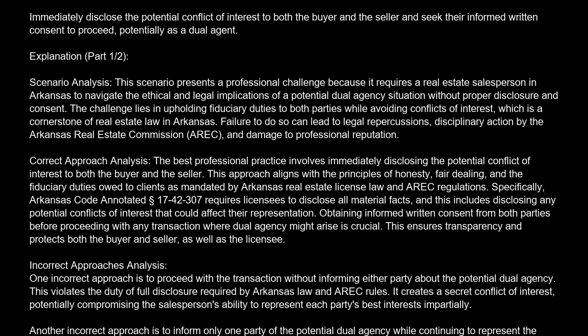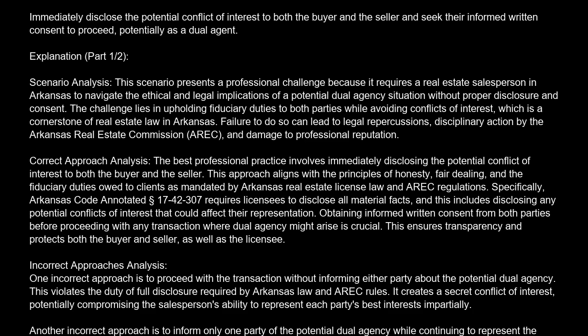Explanation. Scenario analysis. This scenario presents a professional challenge because it requires a real estate salesperson in Arkansas to navigate the ethical and legal implications of a potential dual agency situation without proper disclosure and consent. The challenge lies in upholding fiduciary duties to both parties while avoiding conflicts of interest, which is a cornerstone of real estate law in Arkansas.